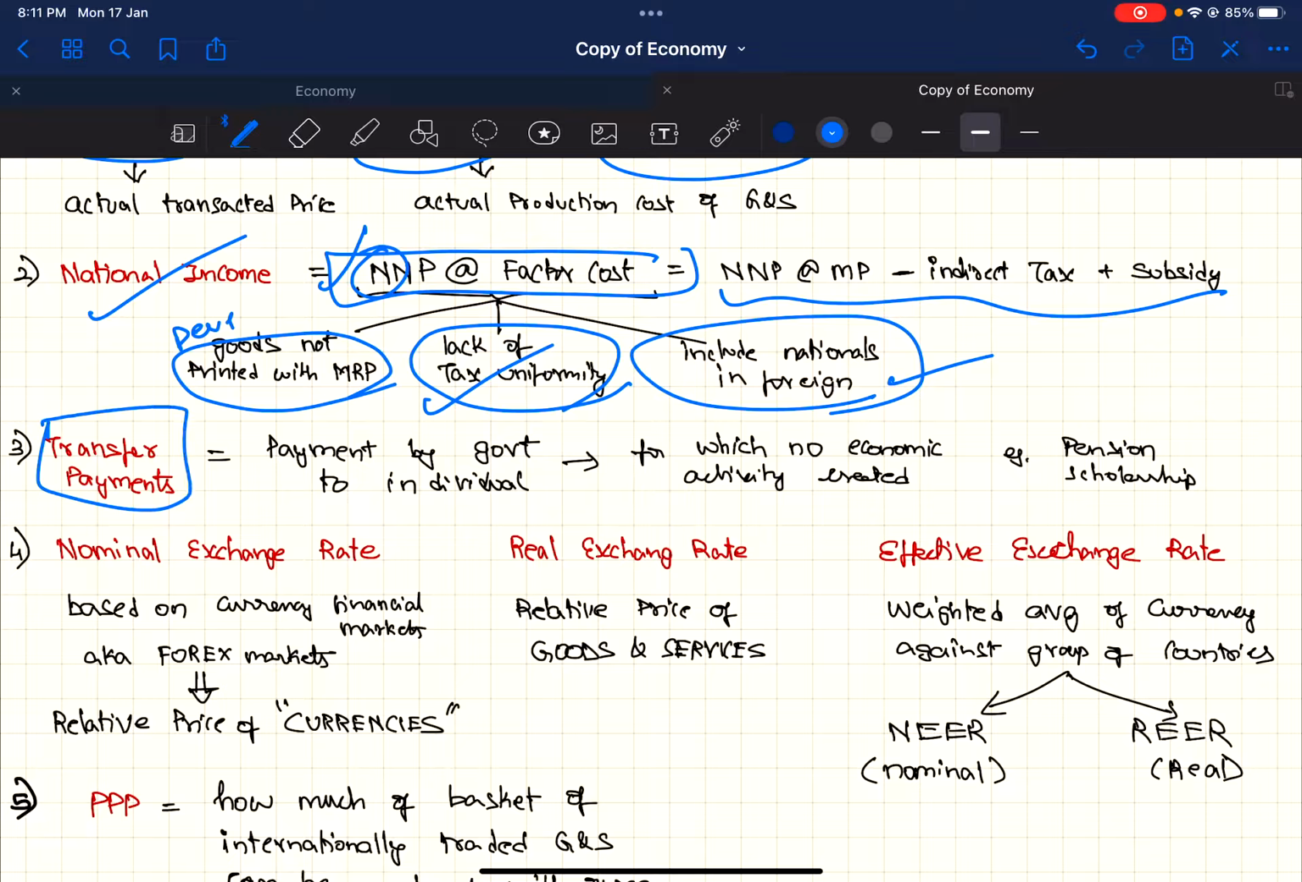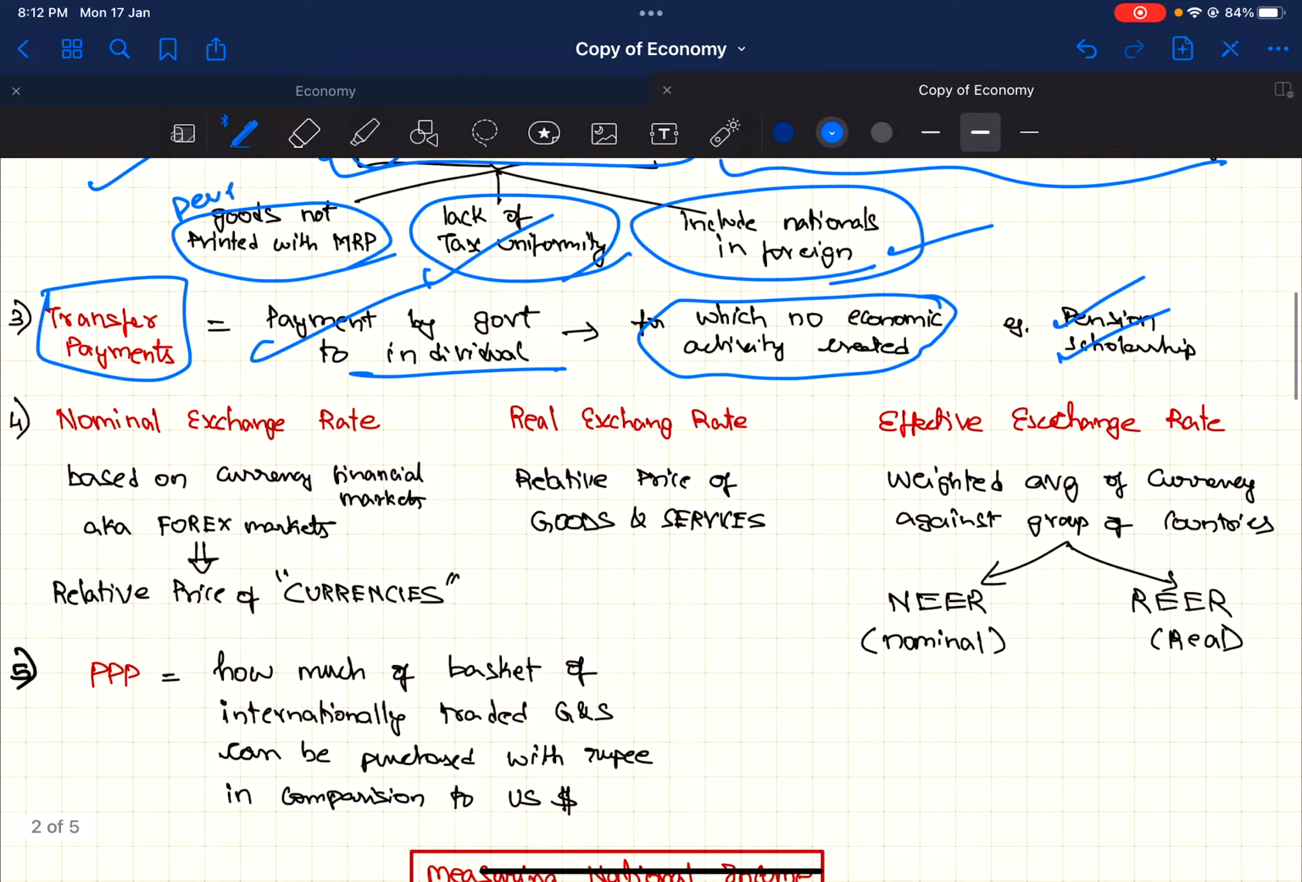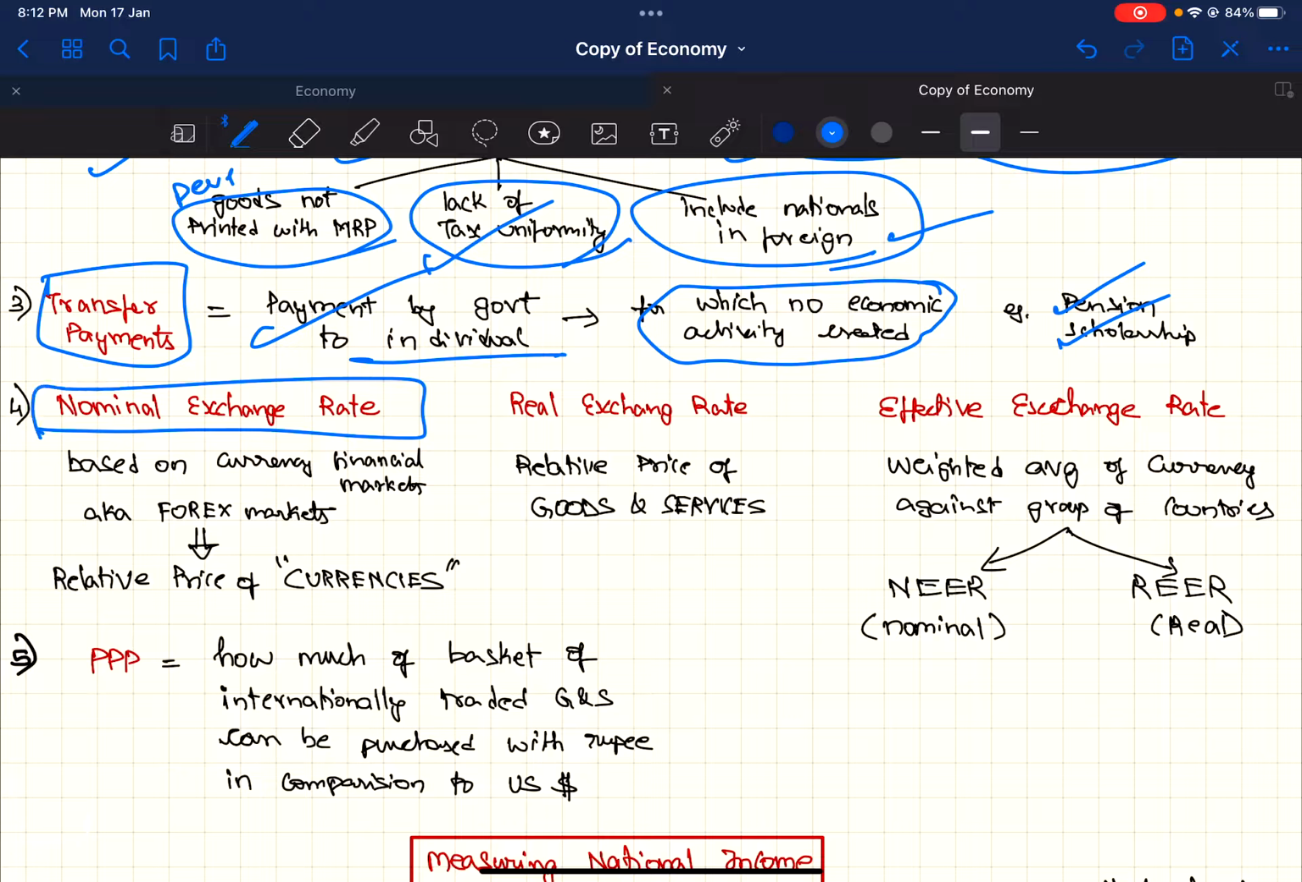Now coming to transfer payments, these are payments done by the government to the individuals for which no economic activity is created. For example, pensions to old age people and widows, and scholarships to students. And nominal exchange rate, this is based on the currency financial markets or forex markets. This is simply the exchange rate, that is $1 is equal to 70 rupees, for example.